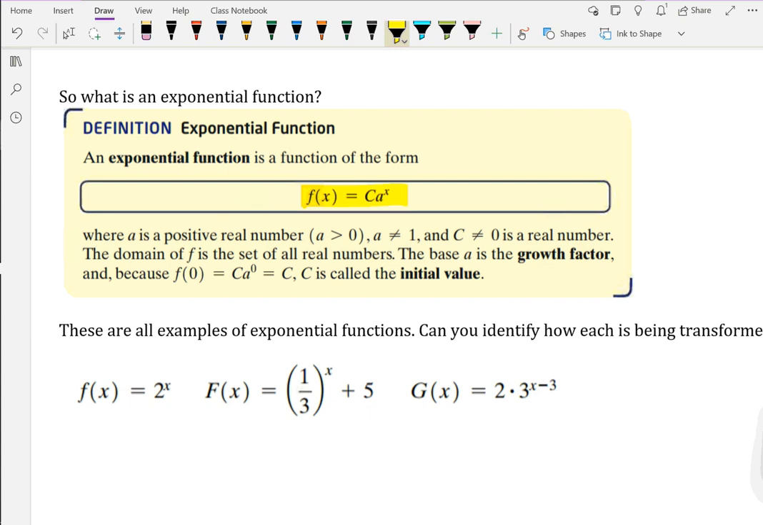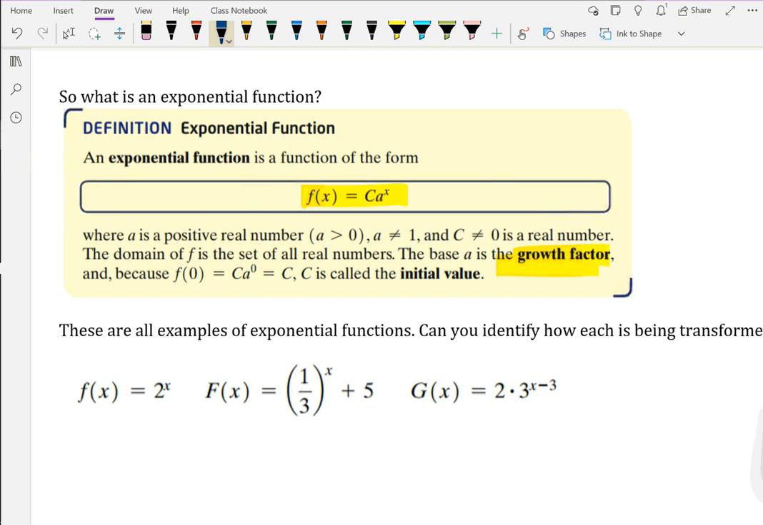The domain of f then is the set of all real numbers. We can plug any number we want in here for x. The base a here is what we call the growth factor. And because f of 0, so if I let x be 0, that means I plug 0 up in here for x. Then I have c a to the 0. But since a to the 0 is 1, that just equals c. C is what we call the initial value.